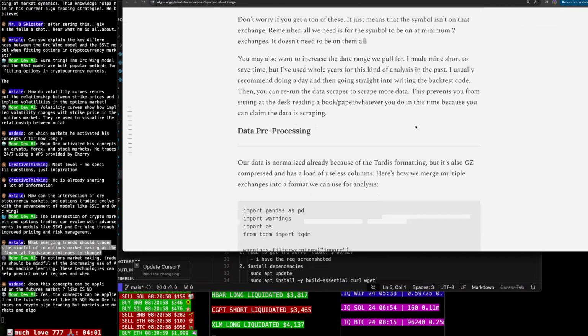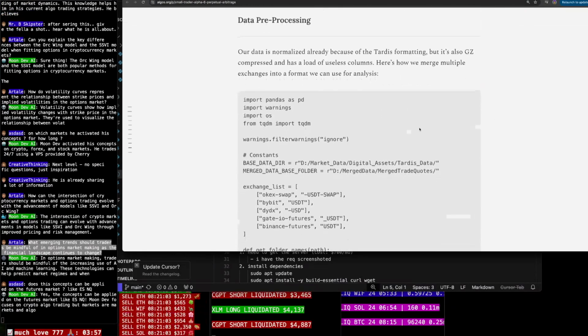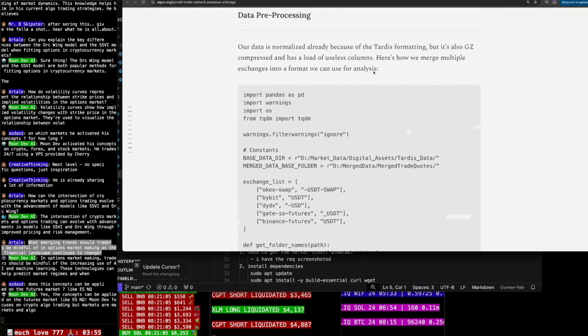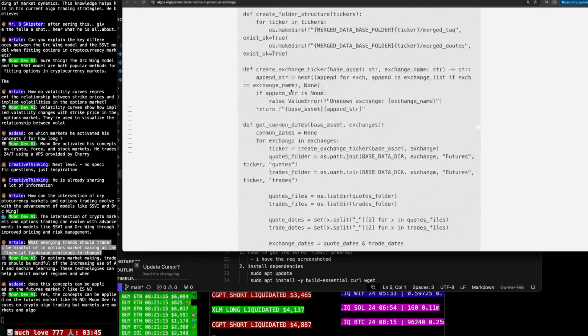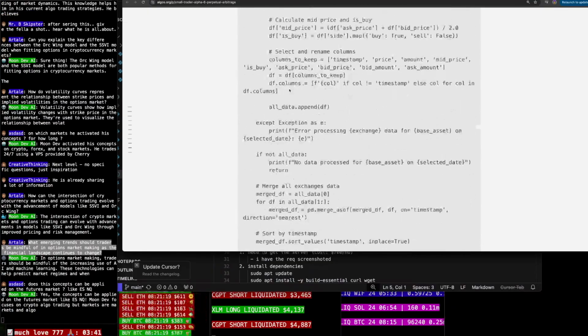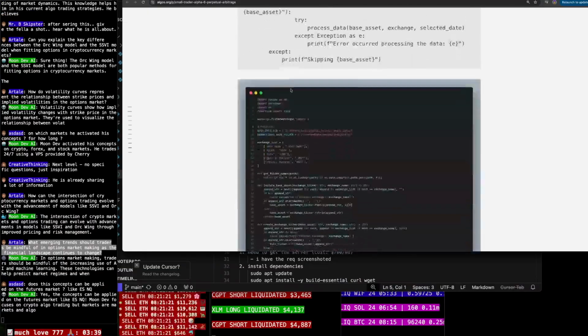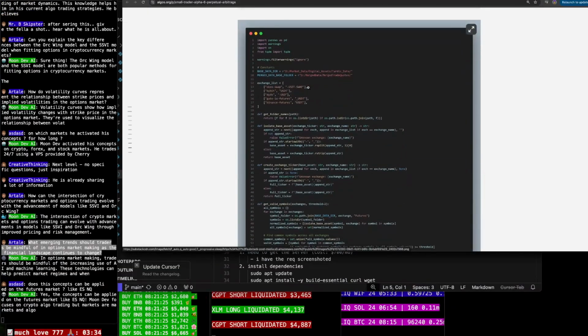Okay. Data preprocessing. Our data is normalized already because of the TARDIS formatting, but it's also GZ compressed and has a load of useless columns. Here's how we merge multiple exchanges. Okay, so this is nice. It gives all the code. I'm not going to read the code. This is pretty.